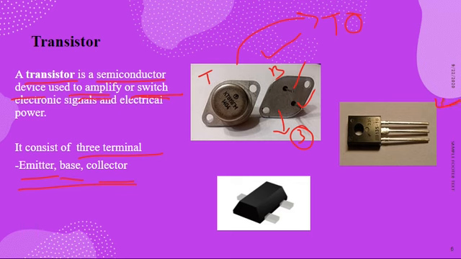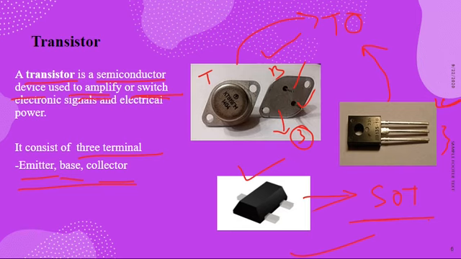In the second figure you can see a transistor which is also from the transistor outline family, and it also consists of 3 terminals. And in the third figure, this transistor is from the SOT family, that is small outline transistor family, and it also consists of 3 terminals. The identification of the 3 terminals of the transistor can be made with the help of a multimeter.